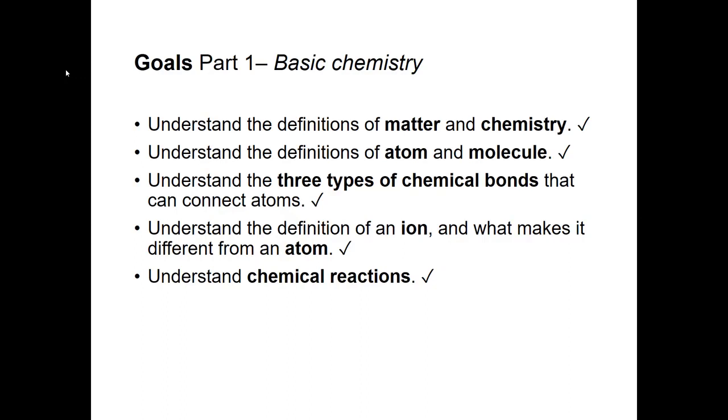So hopefully we understand our definitions of matter in chemistry, our definitions of atom and molecule being very important, especially molecule. Whenever we talk about molecules in this class, you want to kind of understand what we're talking about. We understand our 3 types of covalent bonds that can connect atoms or connect molecules. We understood our definition of an ion, which has that positive or negative charge. What makes it different from an atom, that positive or negative charge. And then we understood chemical reactions, the conversion of one set of molecules to another set of molecules.